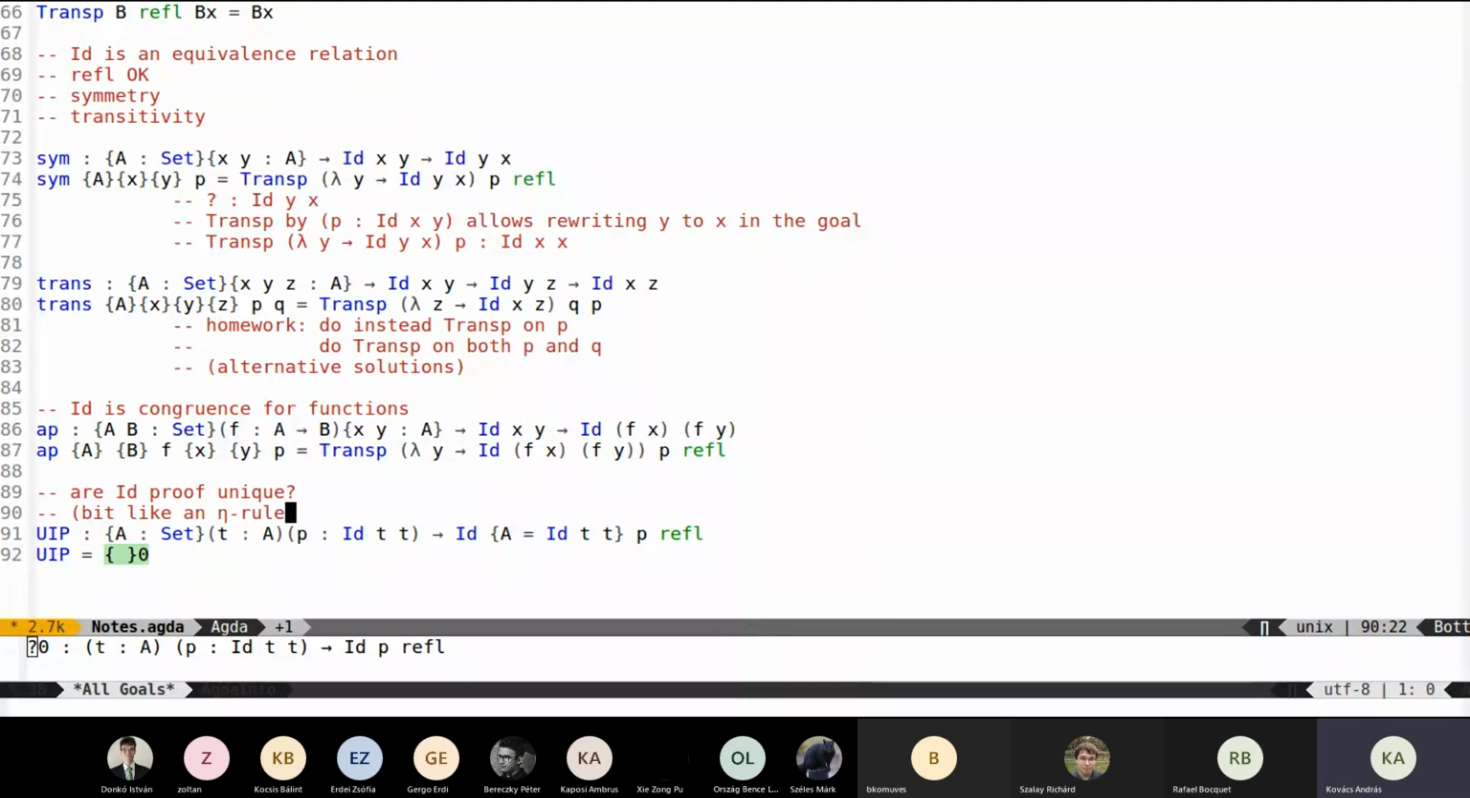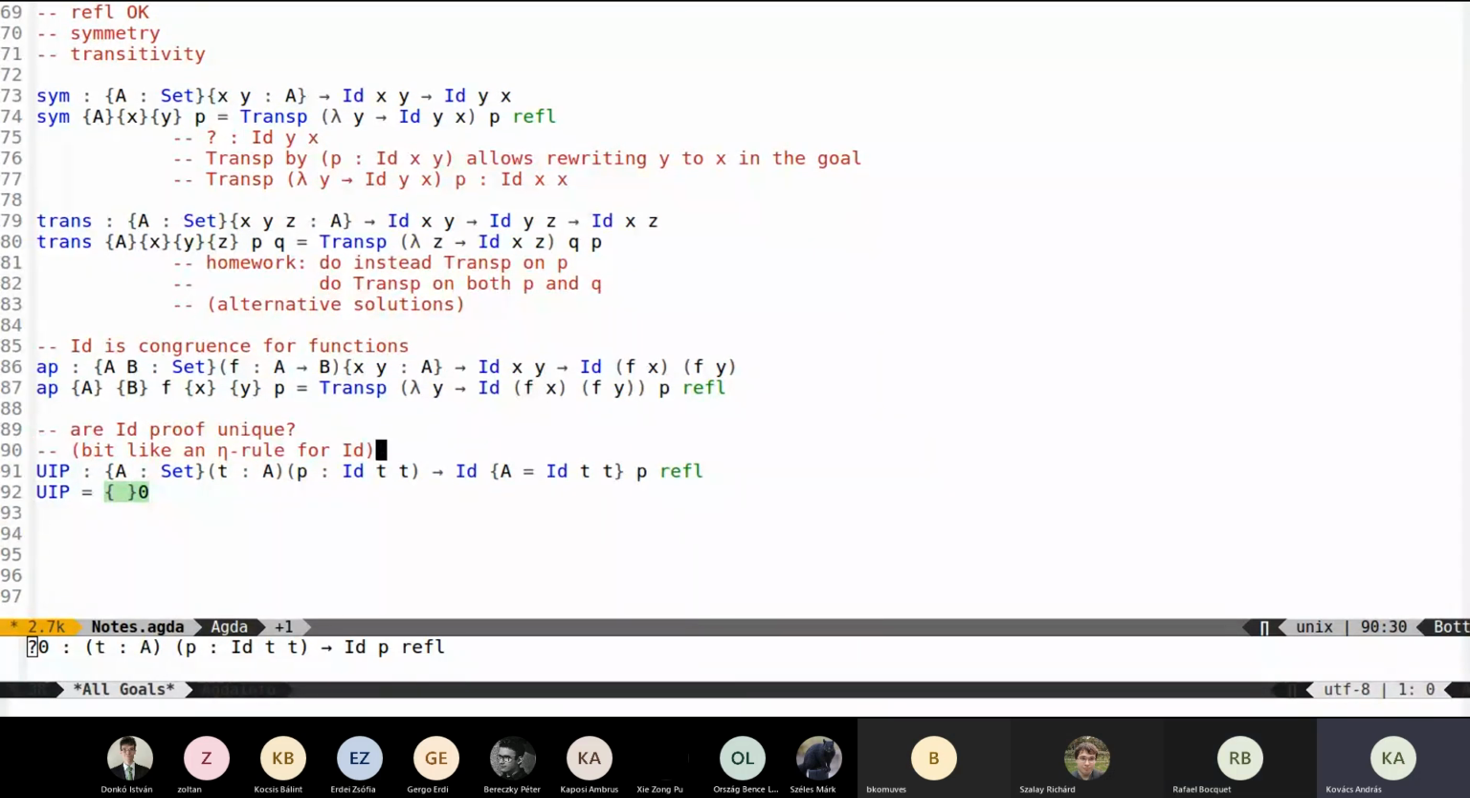This seems kind of plausible because there is only one way of doing it. There is only one constructor for ID, and it is called REFL. So the question is, if I have some ID which has the right type, then is that identity proof the same as REFL? But here, the thing is that this is not provable. We don't look at the reasons, but this is not derivable from what we have.